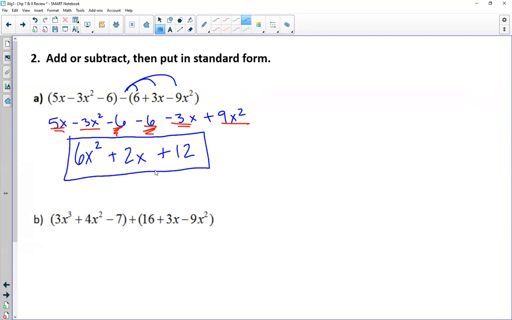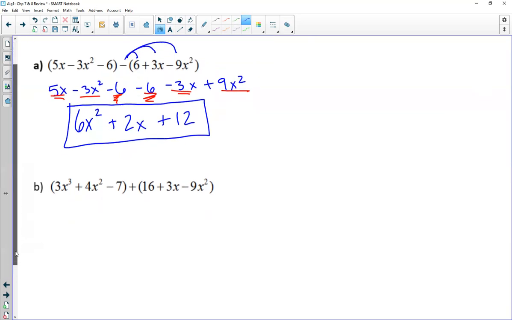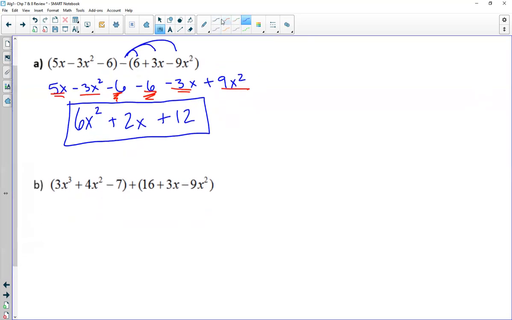And that's my expression in standard form there. Now looking at our next piece, this one's even nicer because it's just addition. So we're going to identify our like terms. I see I have 3x cubed. There are no other x cubes. So I have 3x cubed.